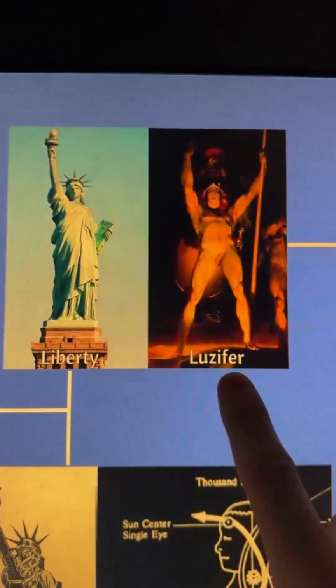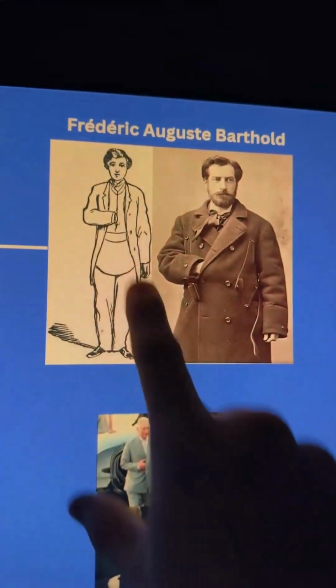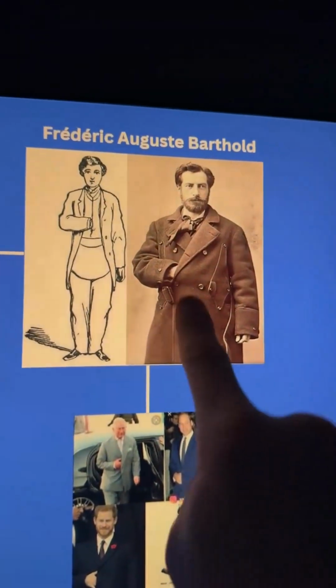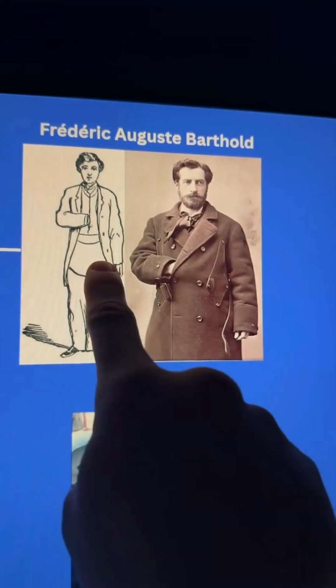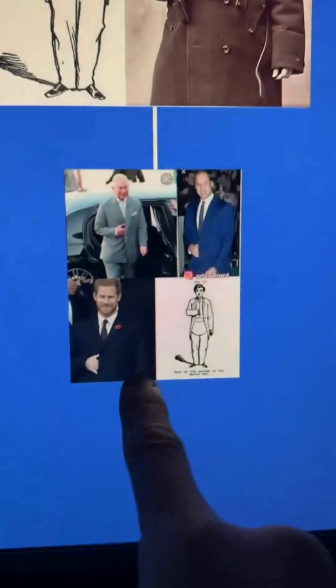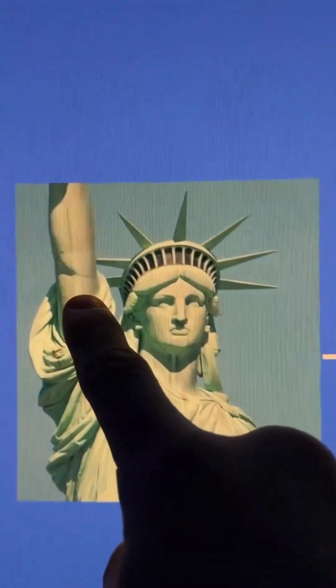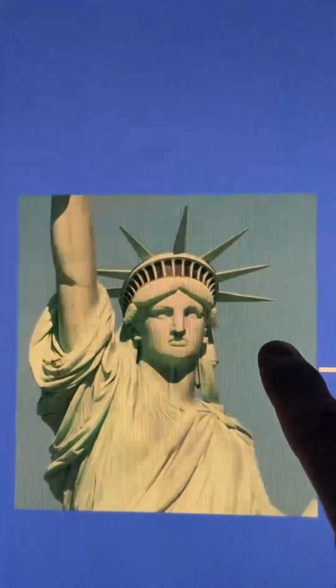The Statue of Liberty is Lucifer, and it was created by Frederick August Bartholdi, a French Freemason. This symbol, or this hand gesture, is called Master of the Second Veil, which you see all these people do here. So it's an occult symbol. Now, if you follow it even closer, you see 1, 2, 3, 4, 5, 6, 7.